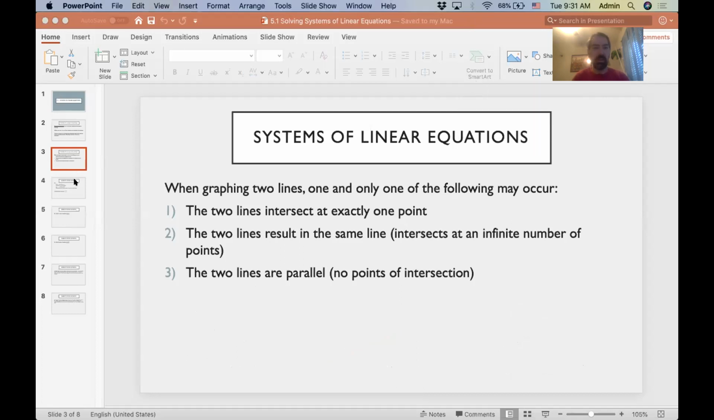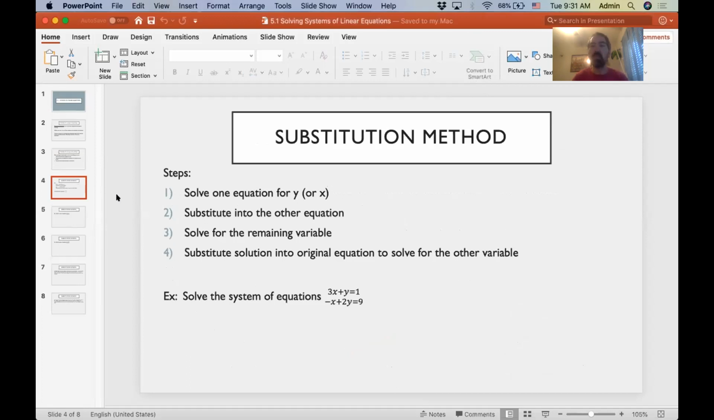All right, now the steps for the substitution method. That's where we're starting in the solution of these systems of equations in our section. So you have a system of equations. How do you solve it using the substitution method? We're going to be substituting one equation into the other equation. So step one, solve one equation for y or for x. It does not matter which equation, and it does not matter which variable you solve for, as long as you're solving one of them. So you can choose the easier one to solve for.